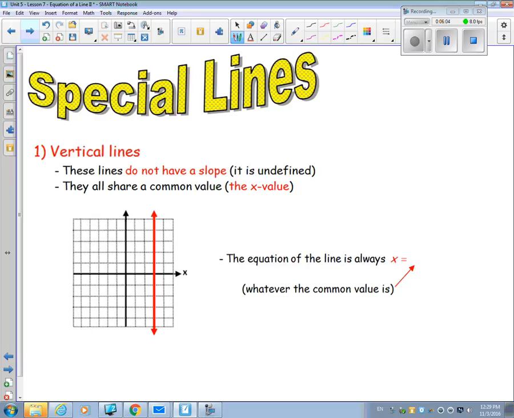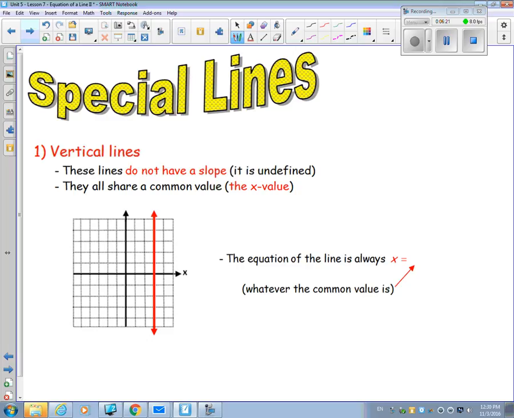There are two types of special lines we may come across: vertical lines and horizontal lines. How we approach them depends on the type of equation that they have. So we'll look at vertical lines first because they're the messiest ones. They're the weirdest ones. They don't even have a slope.